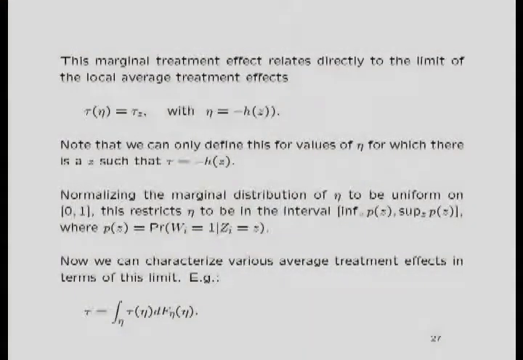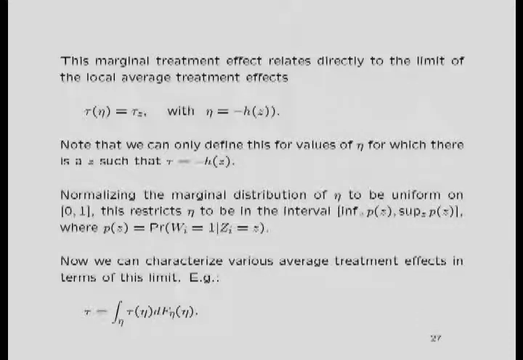You can relate that, and so this gets closer to what Heckman and Vytlacil call the marginal treatment effect. They set up a latent index model where the treatment status is equal to an indicator that some function of the instrument plus an unobserved component is greater than 0. And they define their marginal treatment effect as the average effect conditional on this unobserved component, and that directly relates to this limit of local average treatment effects for a particular value of this unobserved component.